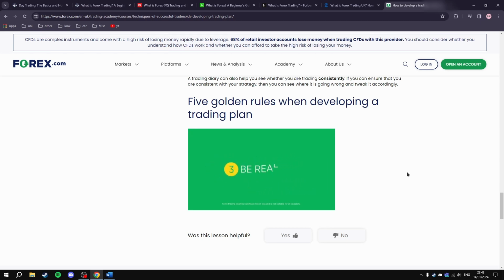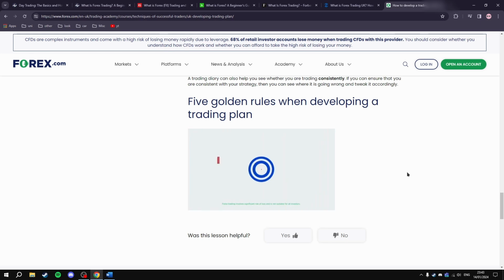Third, be realistic with your goals. Simply stating that you want to double or triple your initial deposit is not enough. Learn to understand risk and reward per trade. Successful traders often have a profit and loss goal on entering each trade.